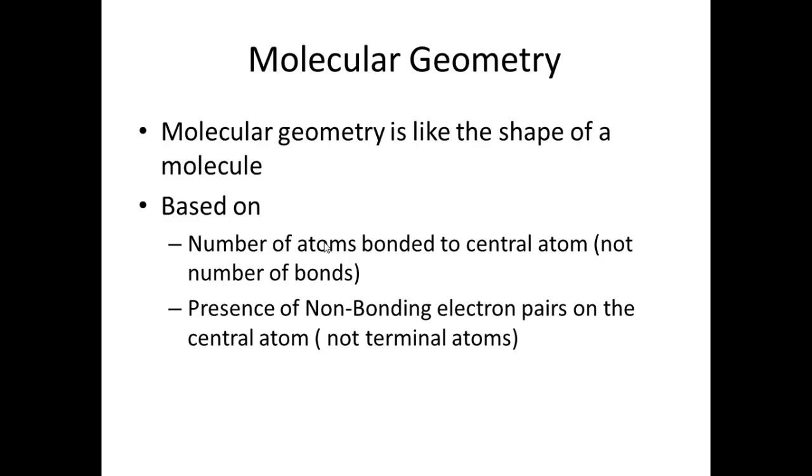It's based on 2 things. The number of atoms bonded to the central atom. Now, the central atom is the atom in the middle. Atoms on the outside are called terminal atoms.